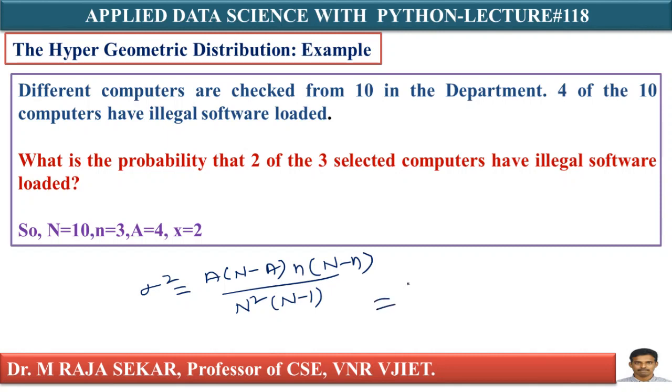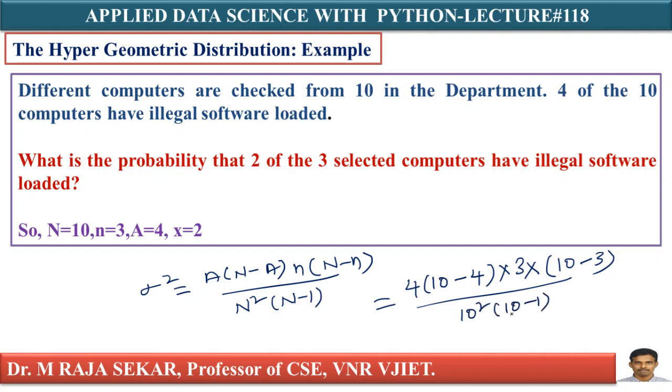My capital A value is 4, into capital N minus capital A, which is 10 minus 4, into small n which is 3, into capital N minus n, which is 10 minus 3, by N square into N minus 1, 10 square into 10 minus 1. If you simplify this, you will get 504 by 900, that is essentially 0.56. This is sigma square, the variance. This formula I discussed in lecture number 116. Just refer to that lecture so that you can understand.